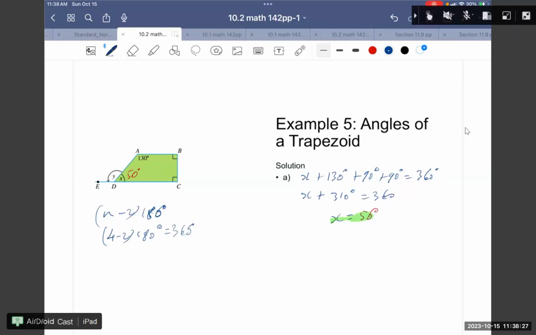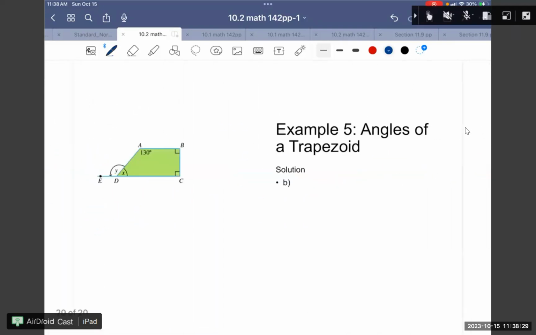Okay, now we are looking for the B. This one is 50, so we have Y plus 50. Remember this is a straight line, so Y equals 180 minus 50.